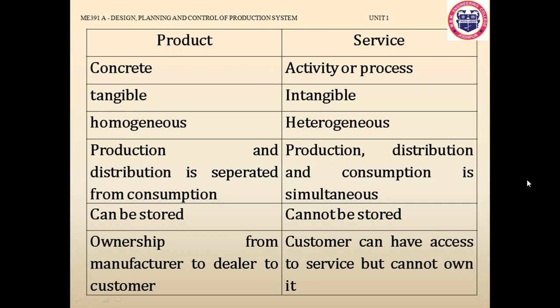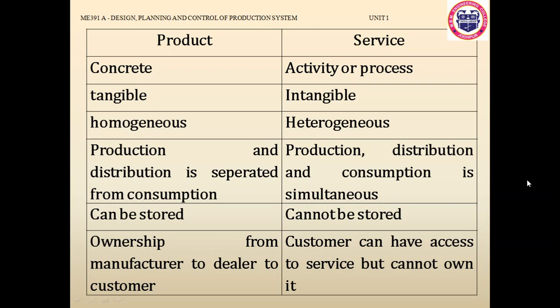Examples of products are fruit, your chair, table, AC, fan, and all these are products, while banking and hospitals are examples of services. So the basic differences between product and service are: products are concrete while services are activity or process. Products are tangible while services are intangible. Products are homogeneous while services are heterogeneous.